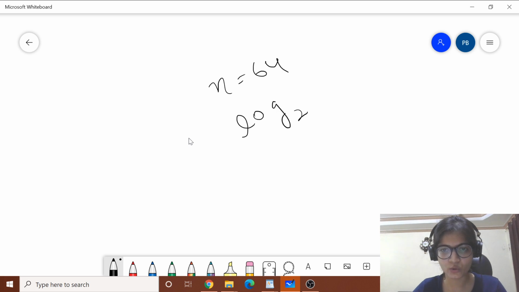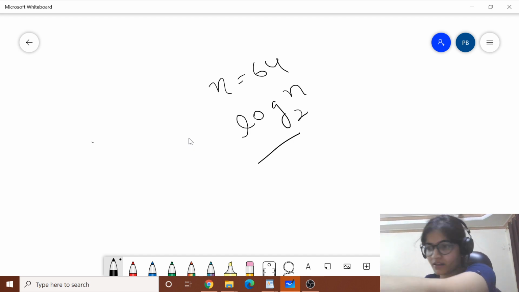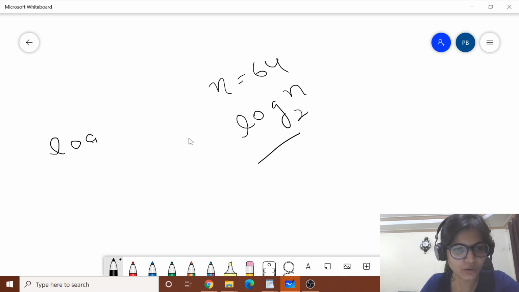Okay, so I'm saying if the value of n is equal to 64, then I am saying log base 2 of n. So how will we evaluate this value? Just see this very carefully. Don't focus on my handwriting. I know it's very bad right now, but I'll improve it. No worries. Okay, so log of 64 base 2.